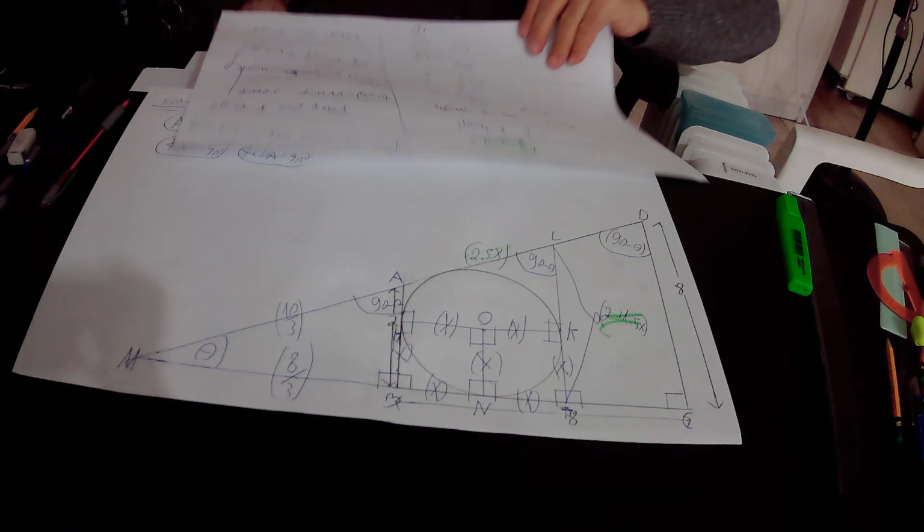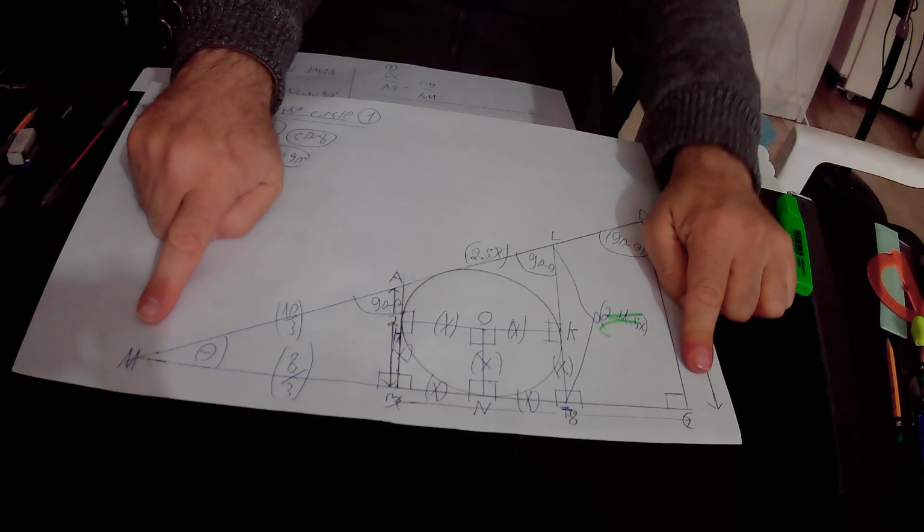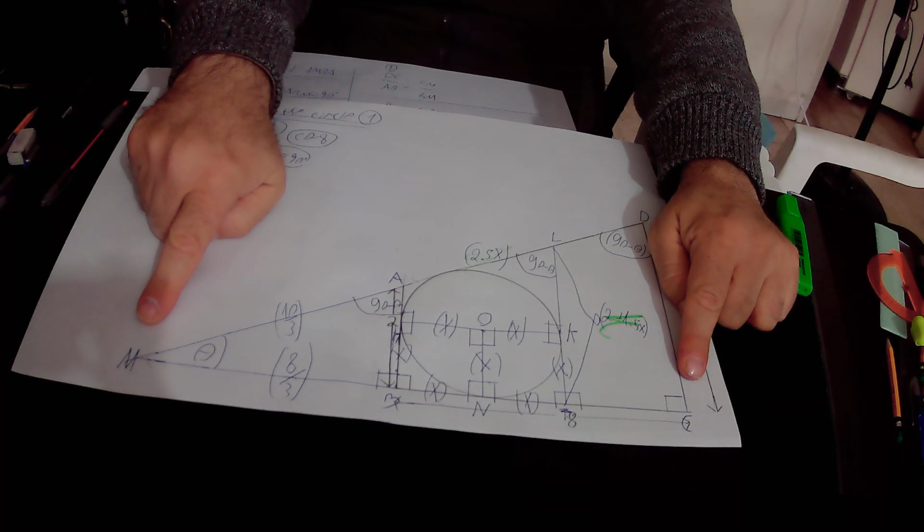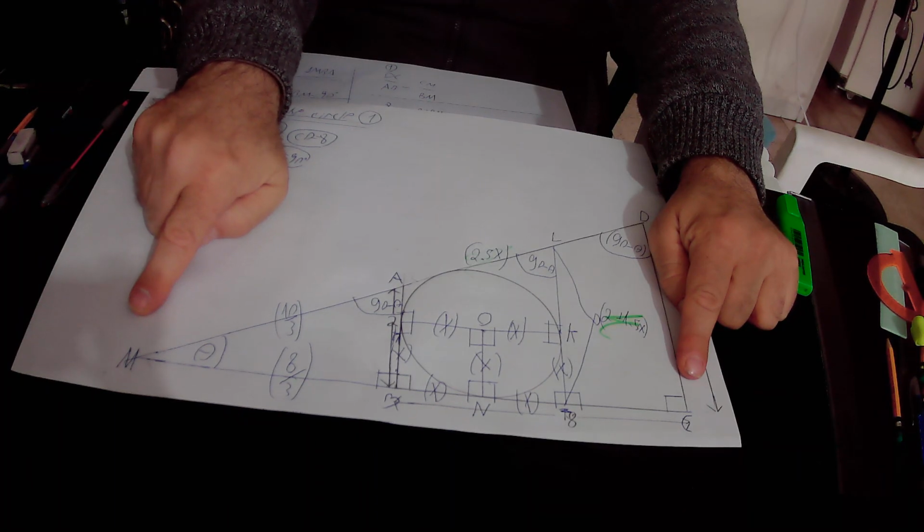What is the value of CM? From the drawing it is very easy to see that CM in total equals CB plus BM. That is to say, CM equals CB, that is 8, plus BM. So in total CM equals 8 plus BM.